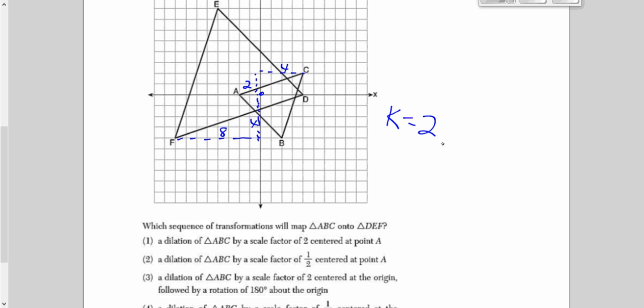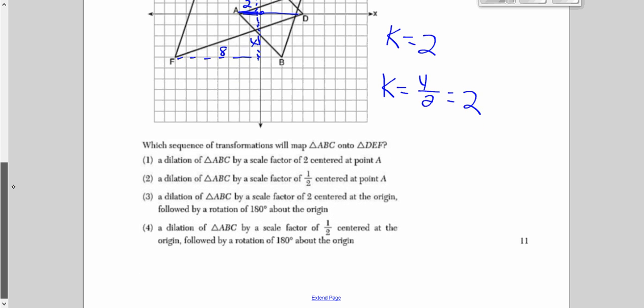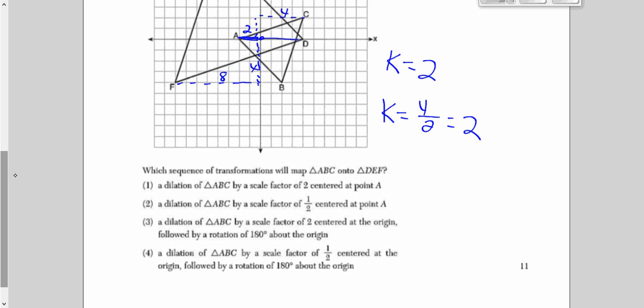We could look somewhere else, right? So let's take a look at the simpler one, distance from the center to A. First of all, it's 2. Now, what does A correspond with? D, right? So what's that new distance? 4. So 4 is the new, 2 was the old. See how it gives you 2? So that looks like our dilation, center at 0, scale factor of 2. And by looking at it, you know there had to be a rotation, right? So it's got to be choice 3.